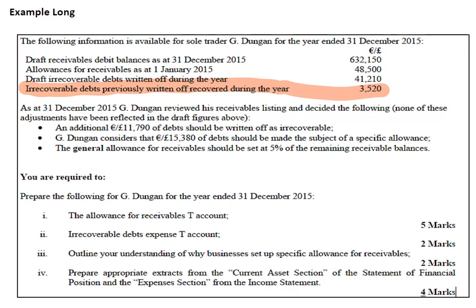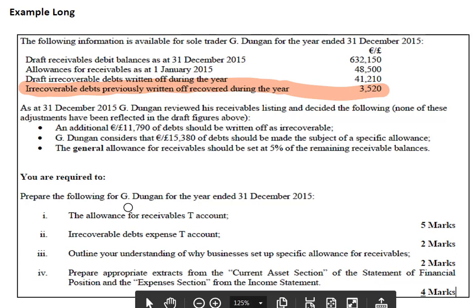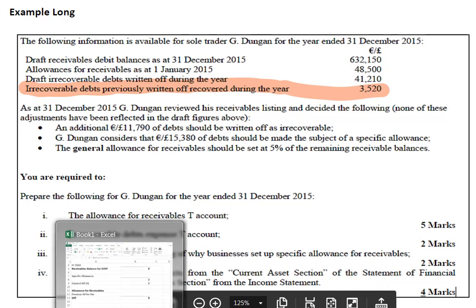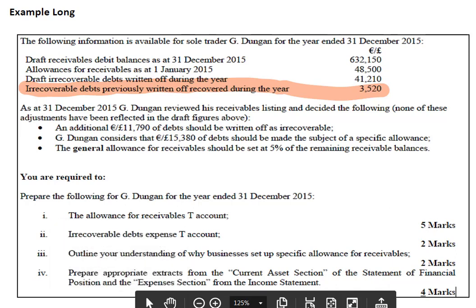So I'm going to do some calculations first. Then I'm going to do my T accounts, then we're going to have a quick chat about why we would set up specific allowance for receivables, and then we're going to look at those extracts from the financial statements. First and foremost, it's going to look very similar to what you saw before in your short question when I'm looking at my Excel to do my calculations.